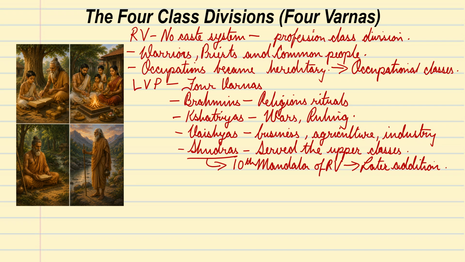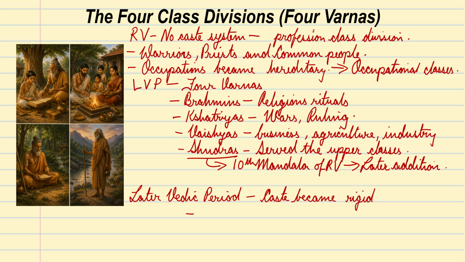So since Rig Vedic economy was pastoral, and not food producing, there was no scope for collecting regular taxes or tributes. So during the later Vedic period, what changes do we see? Caste system became rigid. It was not professional anymore. What else? Brahmins and Kshatriyas enjoyed privileges.